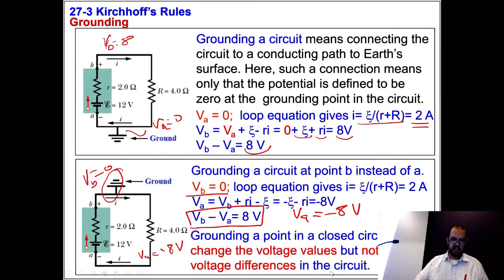Okay, so this is grounding. Choosing a ground point in a closed circuit will change the voltage values, but it will not change the voltage differences. Delta V's are going to be still the same. It's just the values of V's will be different.